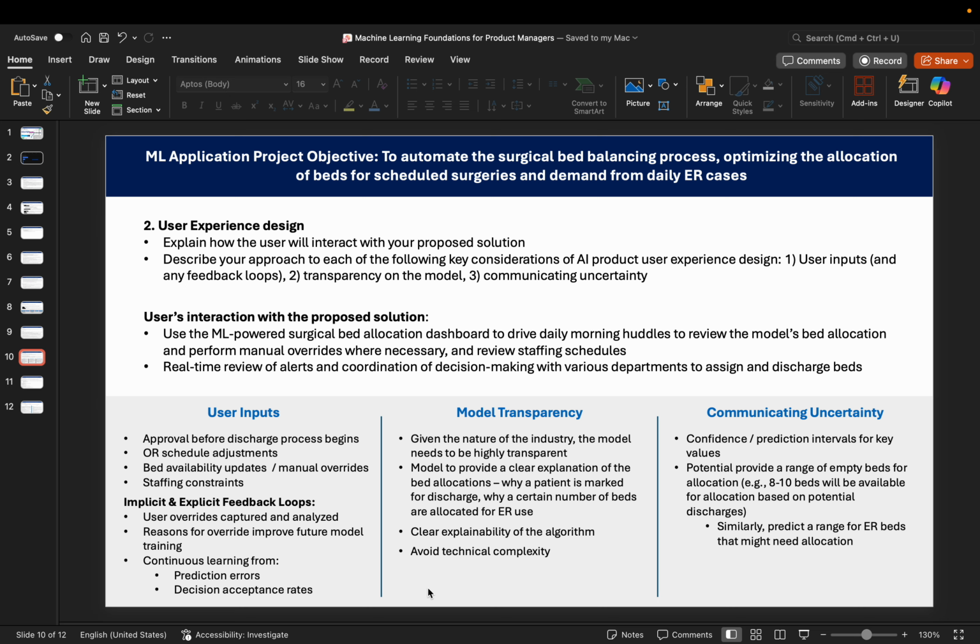In terms of communicating uncertainty, confidence and prediction intervals of key values is essential. Also, potentially providing a range of beds that can be allocated. So, for example, saying 8 to 10 beds will be available for allocation based on potential discharges rather than saying 8 beds or 10 beds. And similarly, predicting a range for the beds that might need to be allocated for the day based on predictions.